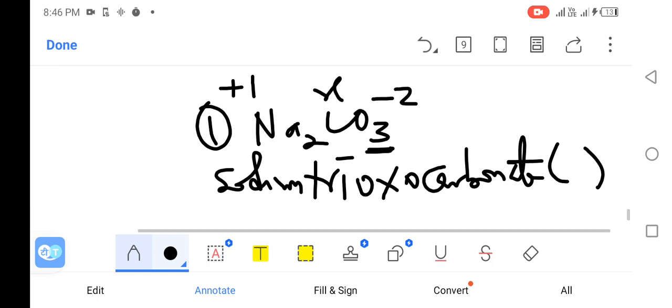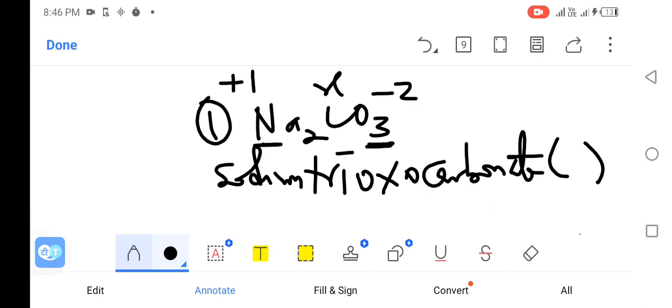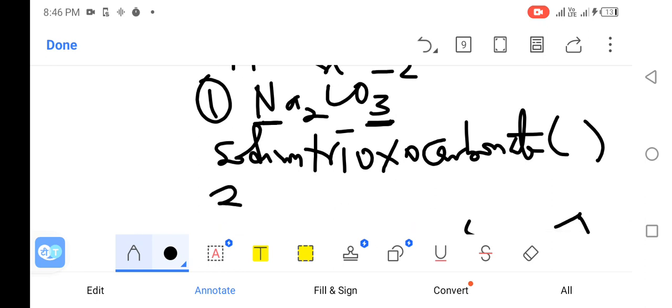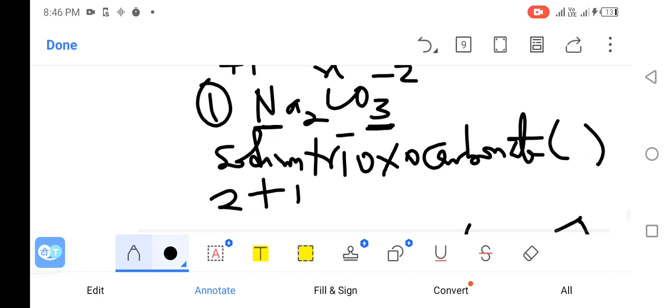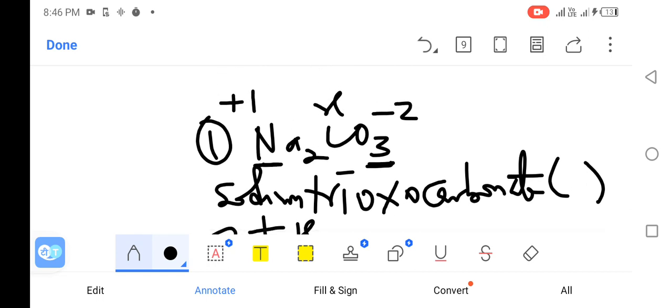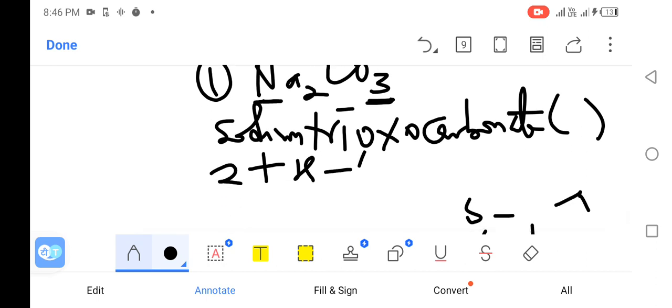Now, let's see. What do we do? How many sodium do we have here? We have 2 sodium. 2 times 1 is +2 for sodium. Plus, how many carbon do we have here? It's just 1 carbon. 1 times X is ordinary X. How many oxygen do we have here? It is 3. 3 times -2 is -6.